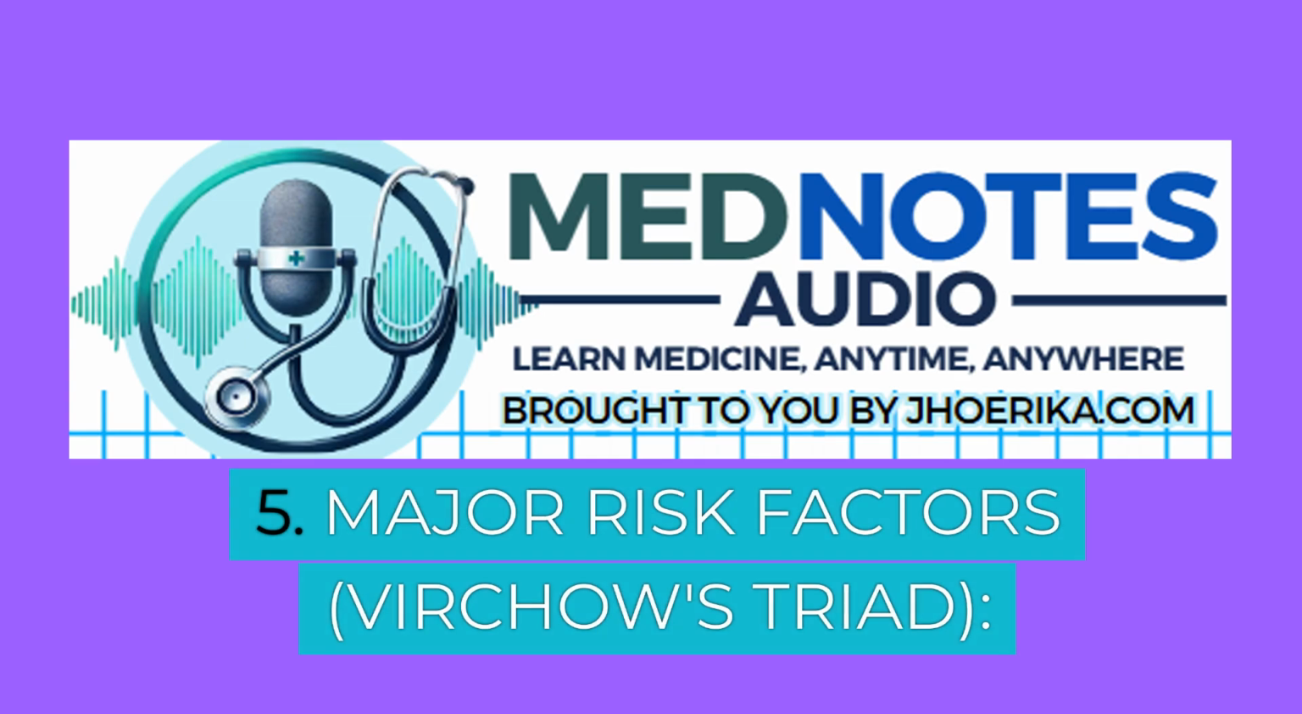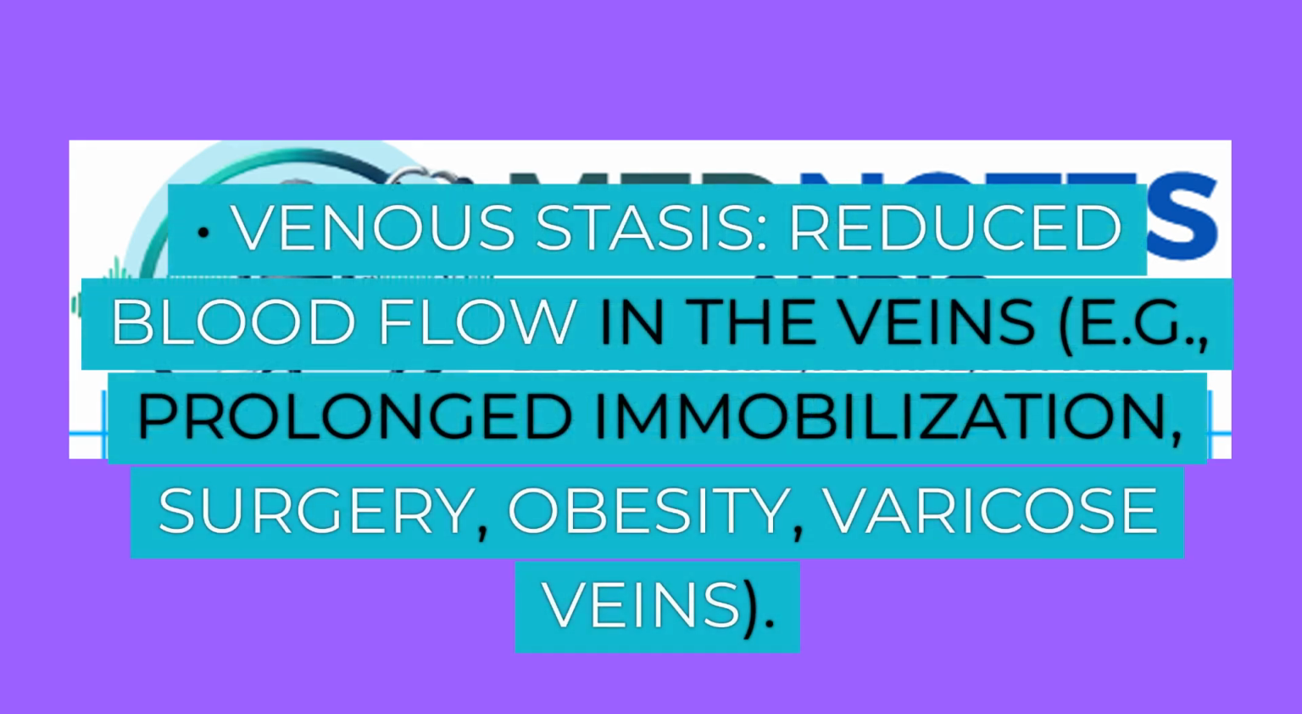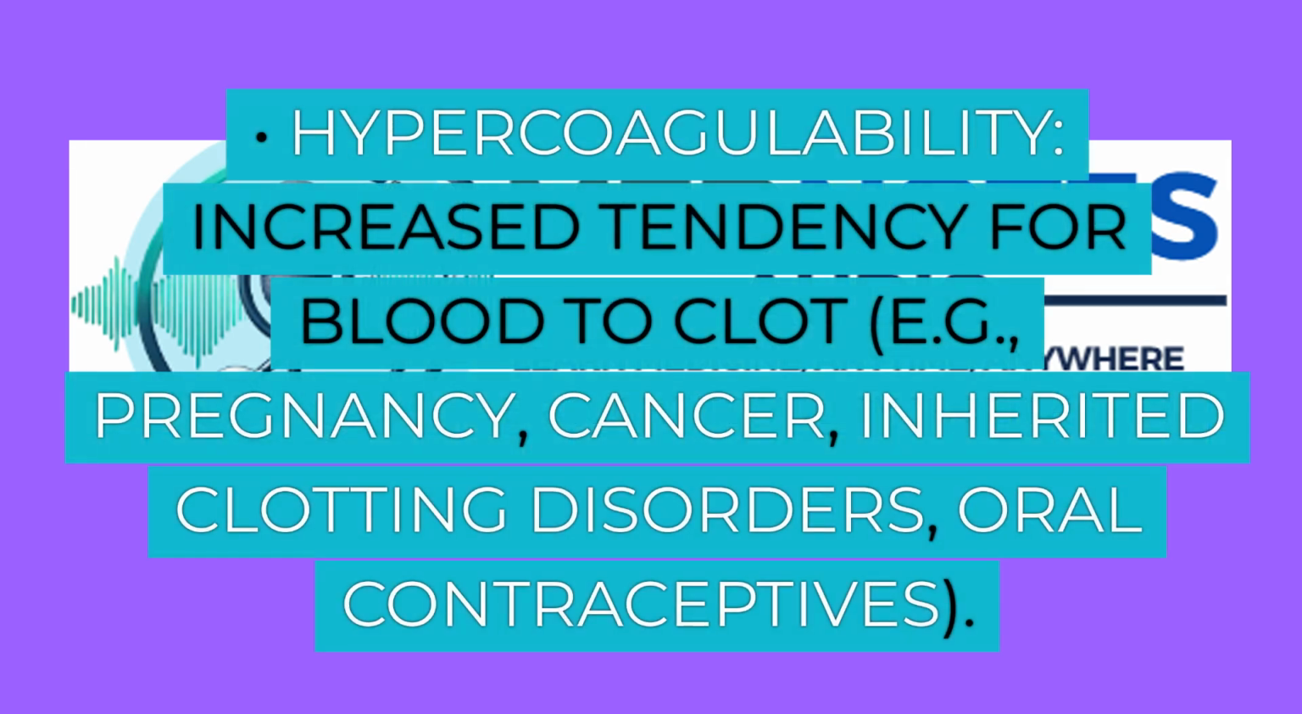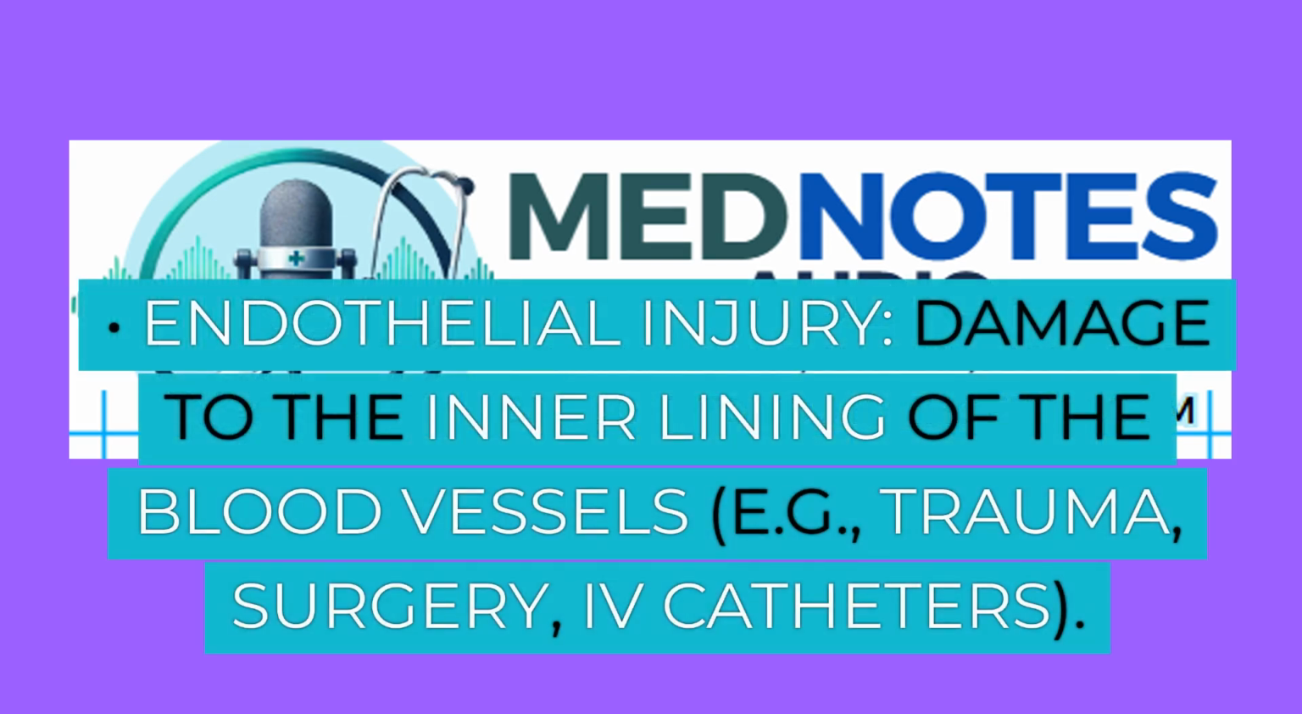5. Major risk factors. Virchow's triad. Venous stasis: reduced blood flow in the veins, for example, prolonged immobilization, surgery, obesity, varicose veins. Hypercoagulability: increased tendency for blood to clot, for example, pregnancy, cancer, inherited clotting disorders, oral contraceptives. Endothelial injury: damage to the inner lining of the blood vessels, for example, trauma, surgery, IV catheters.